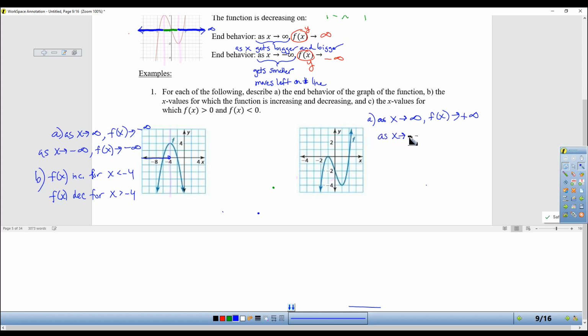As x goes to negative infinity, which is a fancy way of saying as I go in this direction, what is f of x doing? What is the graph doing? F of x, remember, means the y value, or it just means the graph. F of x is going down, so I'm going to write negative infinity.